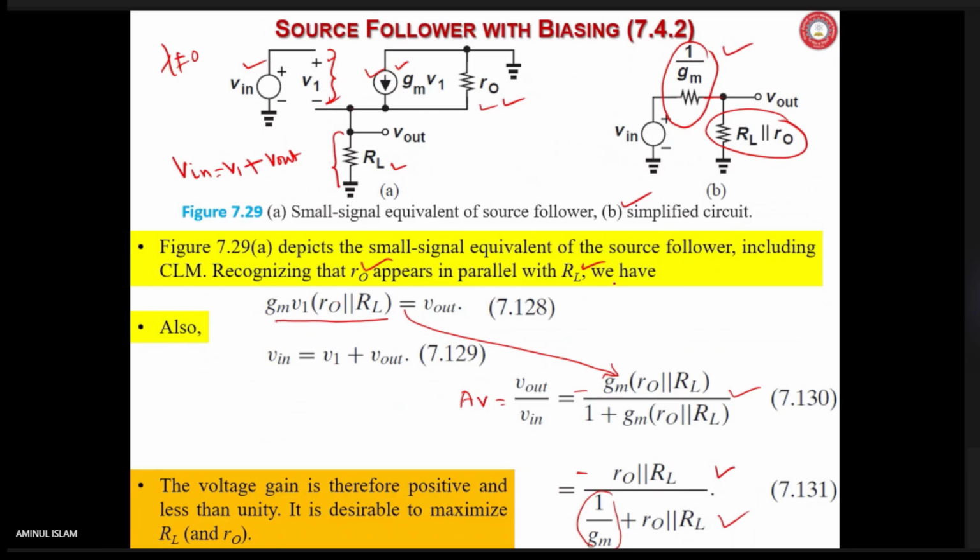And now we can see why these equations are written. He recognizes that rO appears in parallel with RL here. So gm V1 is the current, and that is passing through rO parallel RL, which is obviously equal to V out, the voltage drop across this effective resistance. And V in equals, as I have written here, V1 plus V out. So now using these two, can we write this or not? Av equals V out by V in. Can you obtain this value?